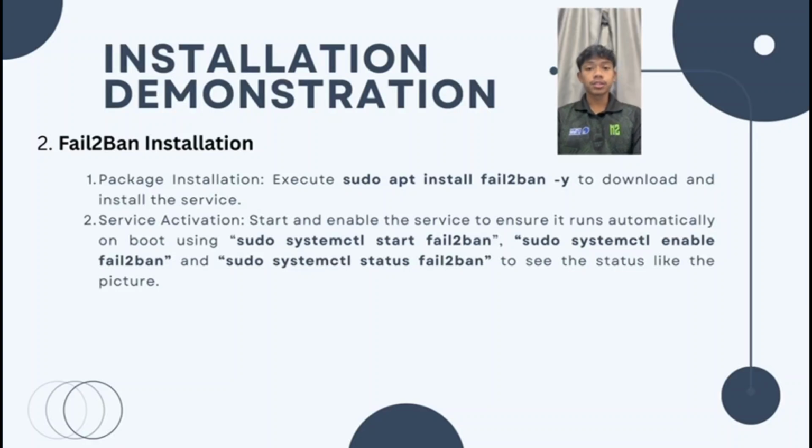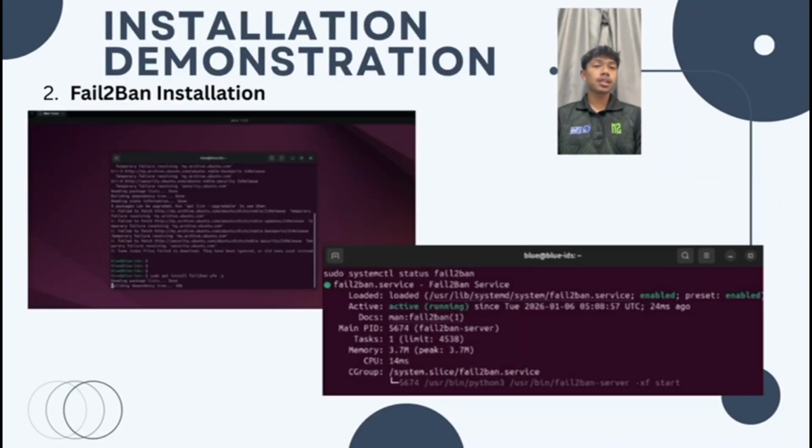Next, for the FAIL2BAN installation, package installation, we need to execute sudo apt install fail2ban -y to download and install the service. And then for the service activation, we need to start and enable the service to ensure it runs automatically on boot using the commands sudo systemctl start fail2ban, sudo systemctl enable fail2ban, and lastly sudo systemctl status fail2ban to see the status like in the picture. And this is the screenshot of the FAIL2BAN installation that has been successful.